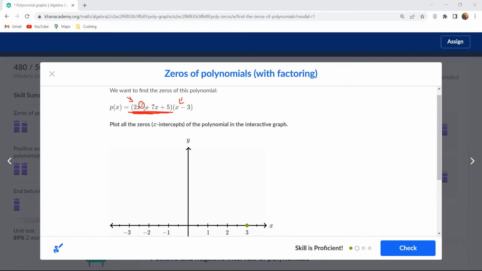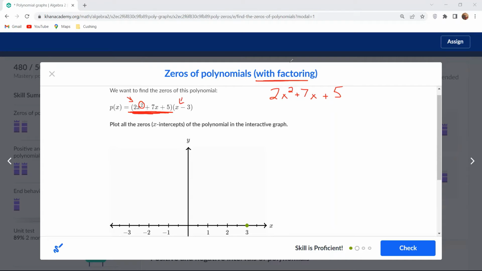So you have 2 choices here. You can use the quadratic formula. If you use the quadratic formula, you will find your answers, but you're technically not factoring. So let's go ahead and factor. So if I want to factor this expression, 2x squared plus 7x plus 5.